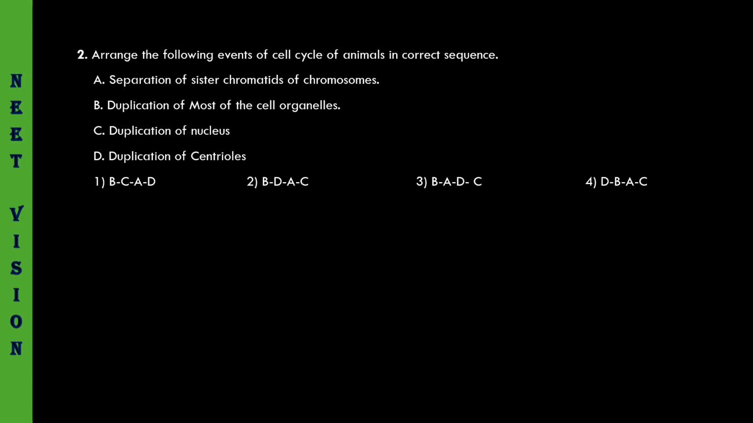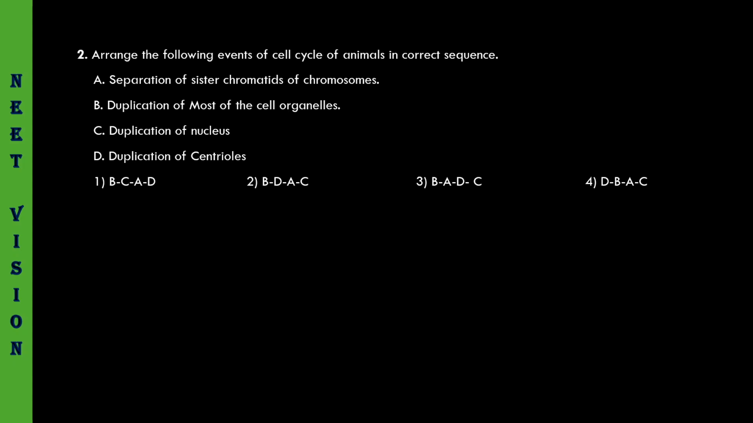So, among these four, first one, duplication of most of the cell organelles, which is in G1 stage, B first. Next, the duplication of centrioles in S stage, D. Next one is separation of sister chromatids of chromosomes, that is A. So, the last one is duplication of nucleus in telophase, that is C. So, the answer must be B, D, A, C.